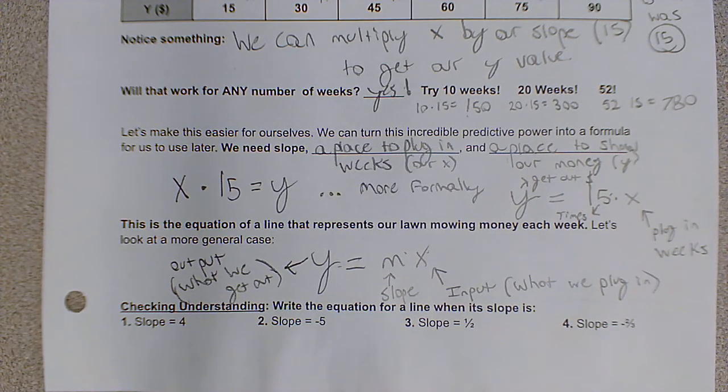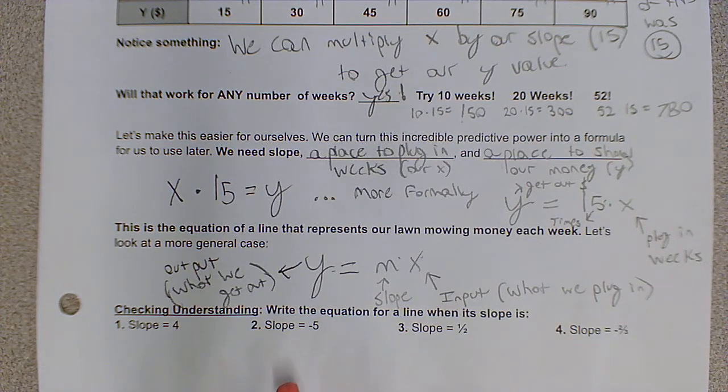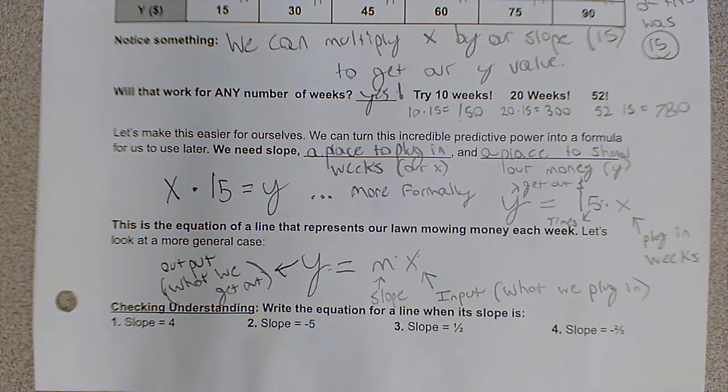And that's it. We have our powerful formula for predicting the future. With the checking understanding, I'd like you to use this y equals mx formula a few more times and write equations for a slope of 4, a slope of -5, for 1/2, and for -2/3. Once you're done, go ahead and flip to the back, and we're going to apply it to graphs.